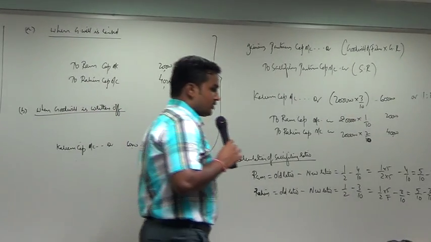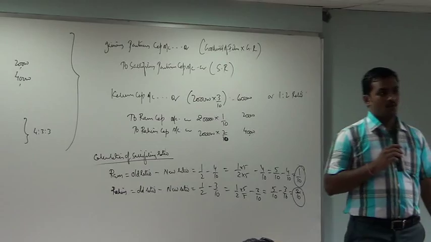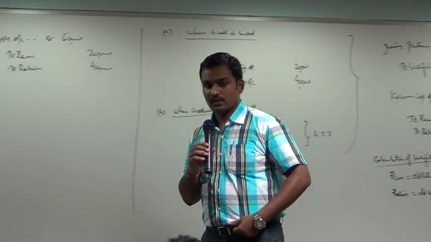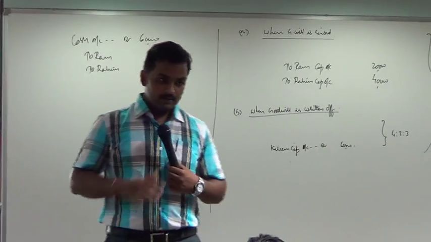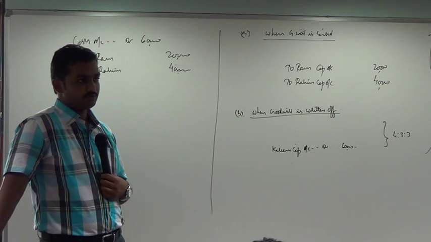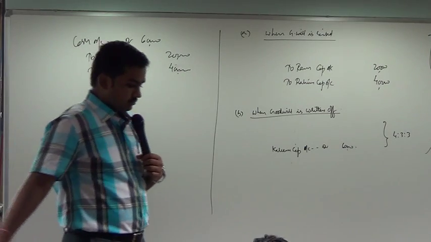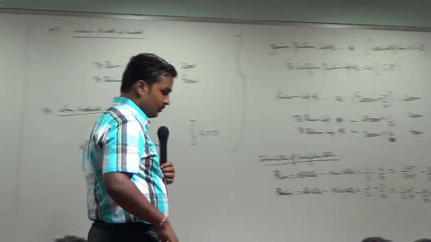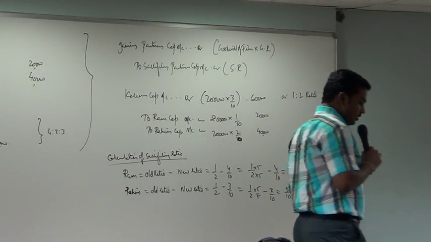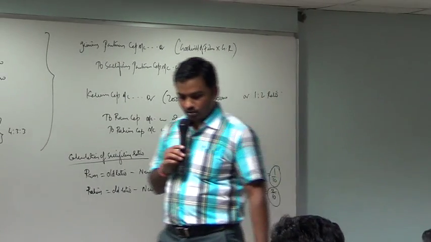Write down. When partners withdraw cash: Ram capital account debit 10,000, Rahim capital account debit 20,000, to cash account 30,000. Okay. Not over yet.